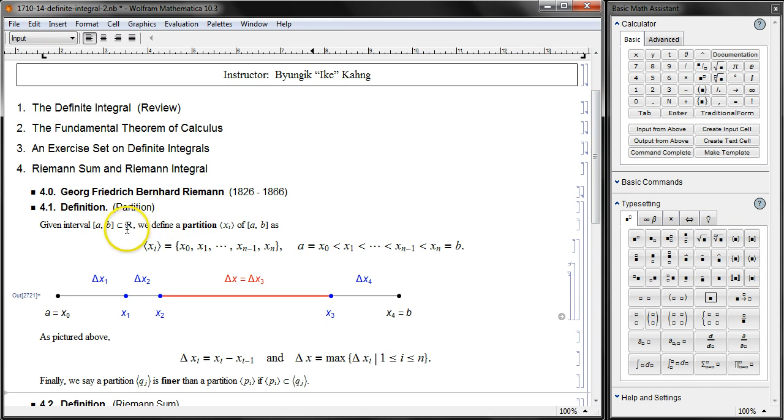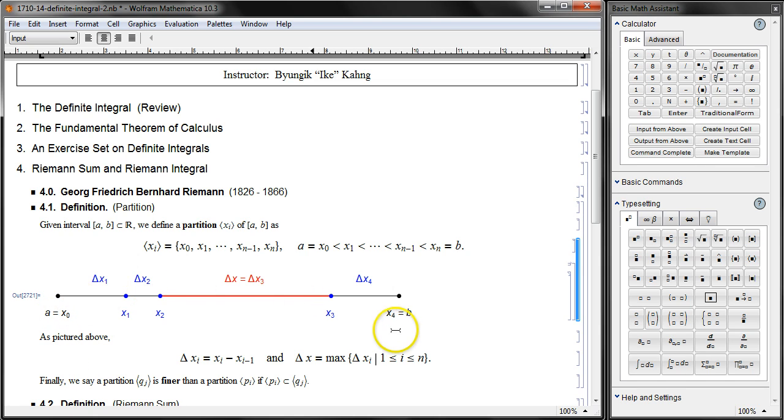Given closed and bounded interval a to b, we define a partition like this. Start from the starting point a, we call it x0, and then x1, x2, x3, all in increasing order, and end at xn, which is equal to b. Now here's a visualization starting from x0 equal to a, ending at xn equal to b, and we have a bunch of points in the middle.